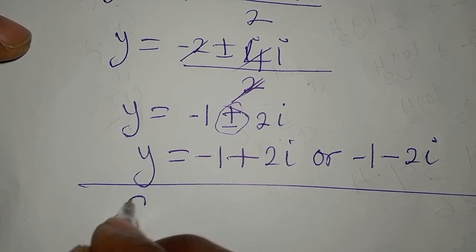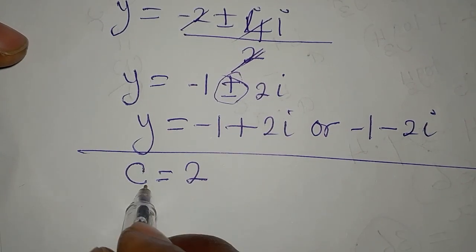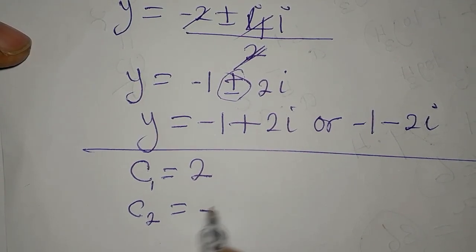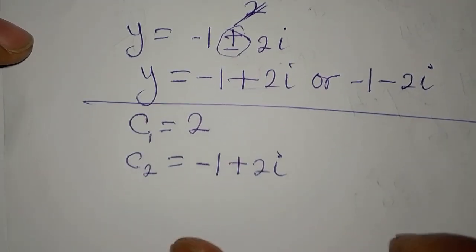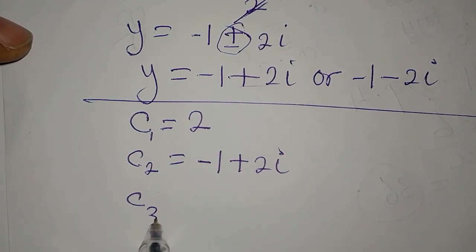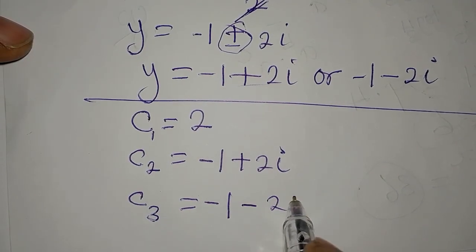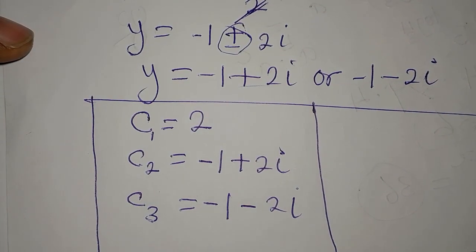So we got c to be equal to 2 before. And then now, let's call that c1. Then our c2 is minus 1 plus 2i from here. And then our c3, the third solution, is minus 1 minus 2i. So these 3 are the solutions to the given equation.